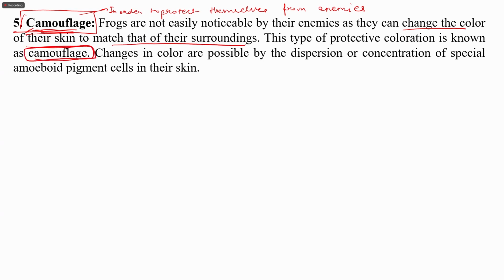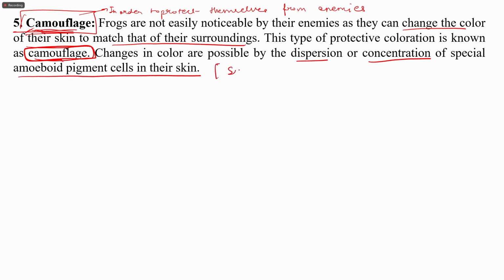This protective coloration is known as camouflage, where the organism can change their skin color to match their surroundings so that they cannot be distinguished from their surroundings by their enemies. And therefore, their enemies cannot recognize them and they can prevent the attack. Changes in color are possible by the dispersion or concentration of special amoeboid pigment cells in the skin.